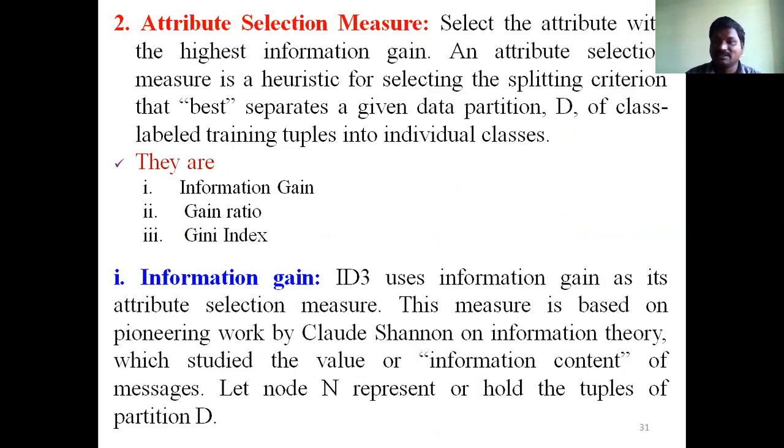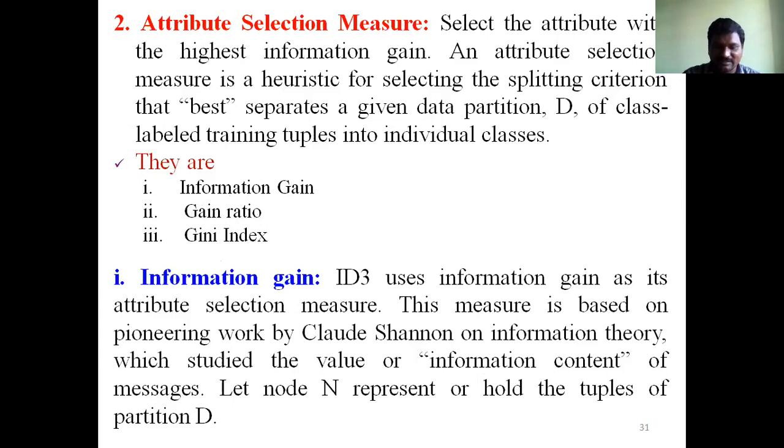The attribute selection method selects the attribute with the highest information gain. First, select the root node as the one with the highest information gain. There are 3 types of attribute selection methods: information gain, gain ratio, and Gini index. The ID3 algorithm uses information gain as its attribute selection method. Gain ratio and Gini index are the other two.